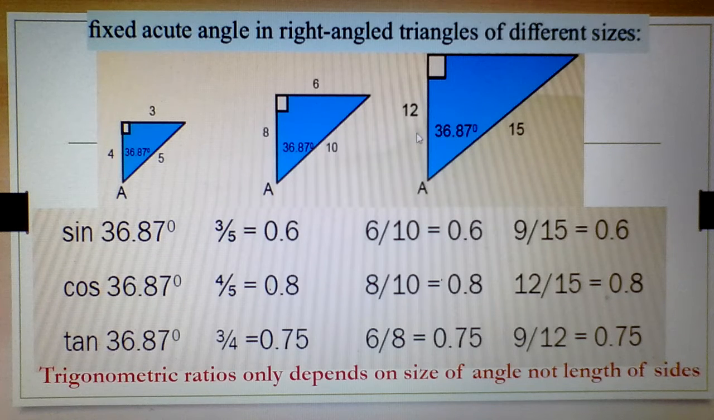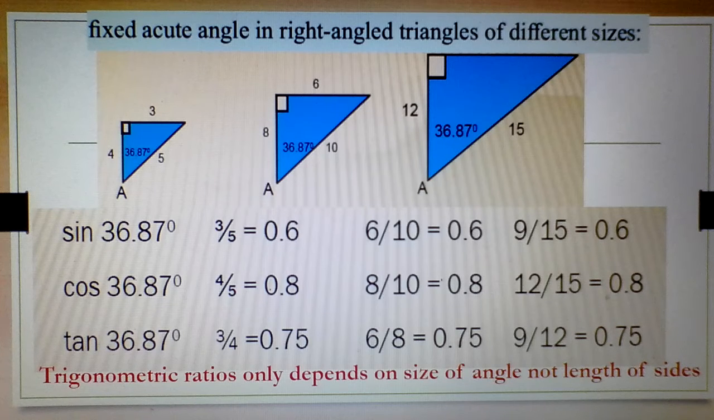For the third diagram, 9. So here is 9, the missing part. 9 divided by 15, so 0.6. Okay, so what we can say from here, even though the triangle is different in size, for the same angle, it will give the same value.